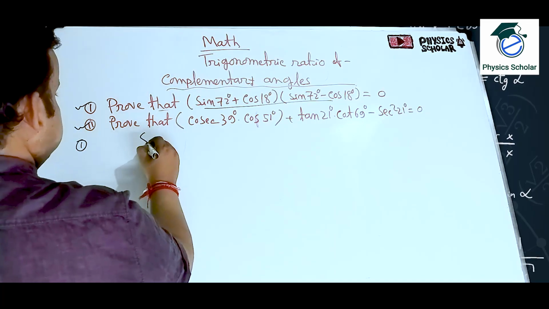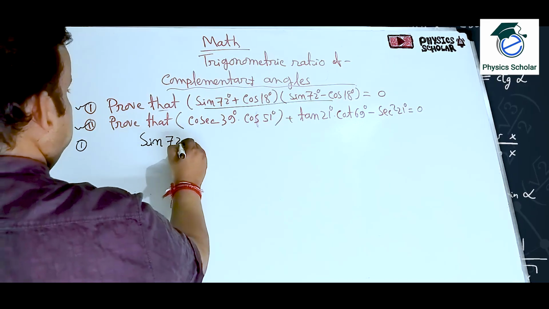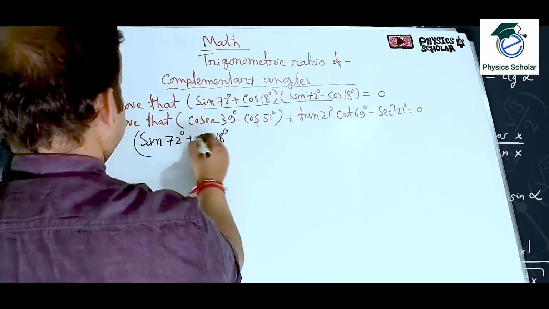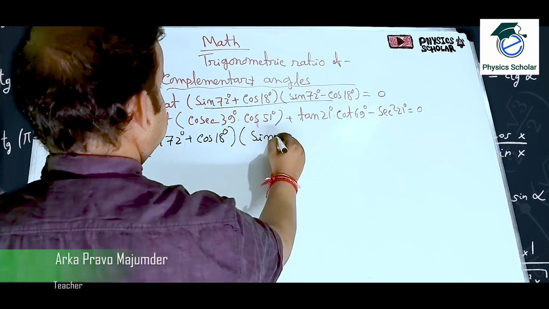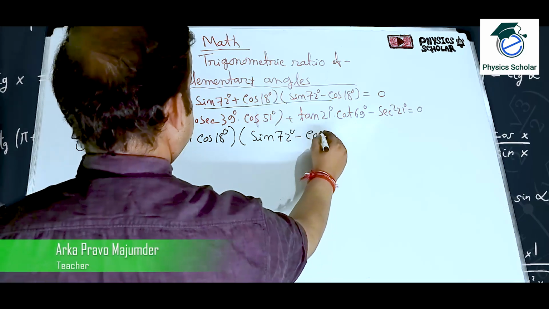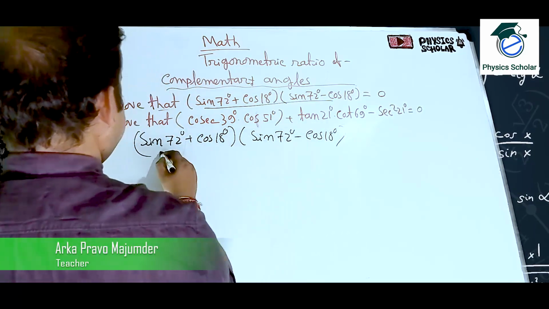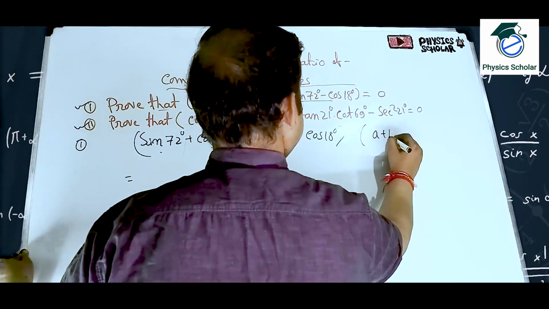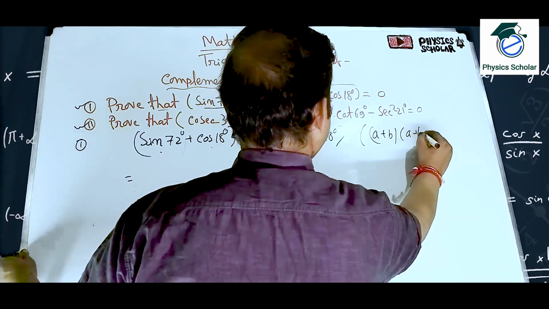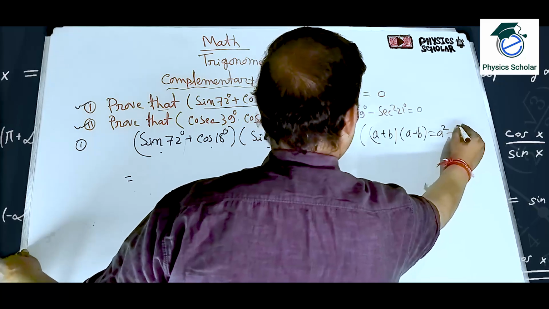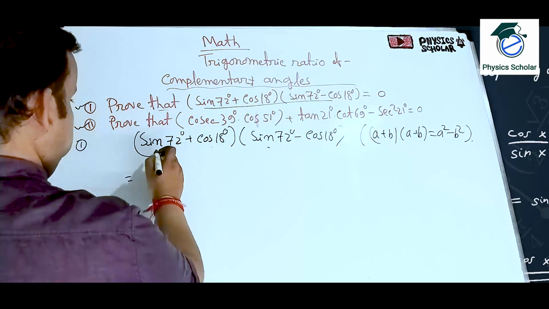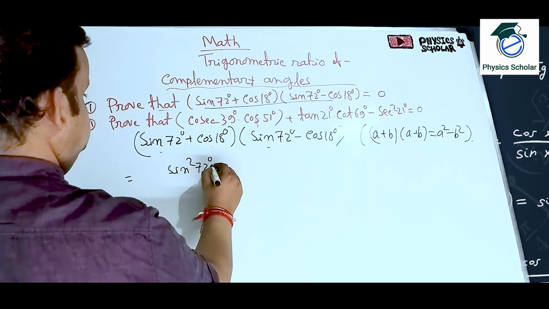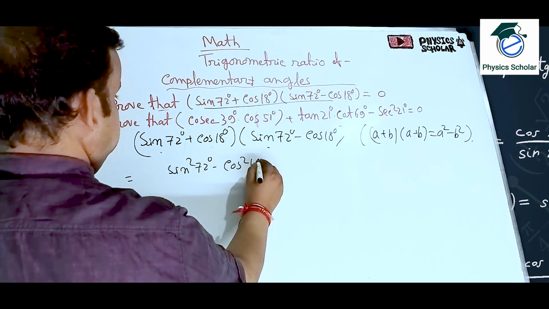What is given? It is (sine 72 degree plus cos 18 degree) into (sine 72 degree minus cos 18 degree). So it is (a plus b) into (a minus b). What is the formula? A square minus b square. This is the formula. So it is a, it is b. So sine square 72 degree minus cos square 18 degree.